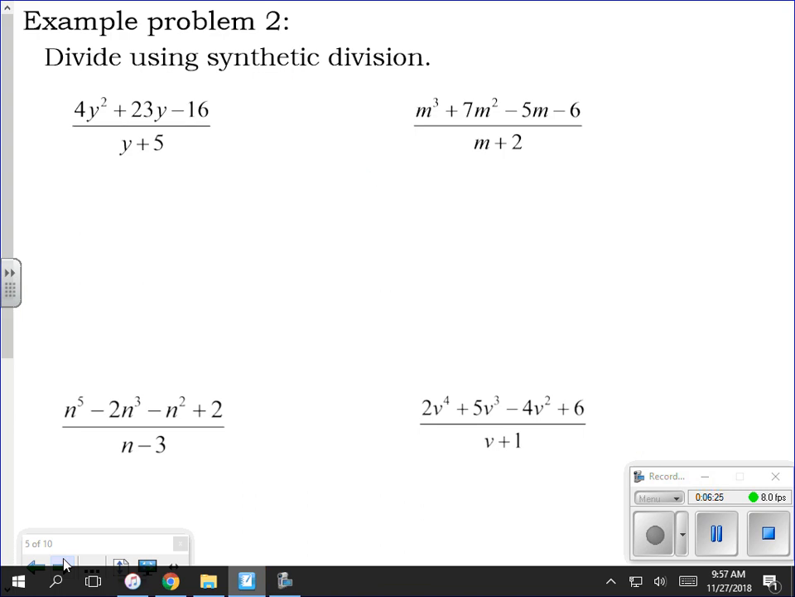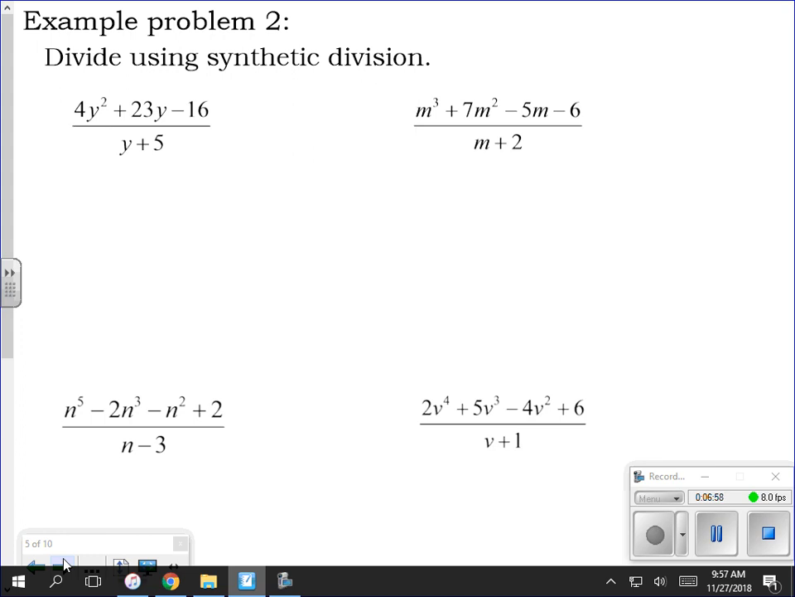However, you don't necessarily have to use long division if it isn't that. These are division problems. It's 4y squared plus 23y minus 16 divided by y plus 5. It's division, just written as a fraction instead of with the division symbol. What we're going to do on these is synthetic division, which is very close to what we did, but not exactly.